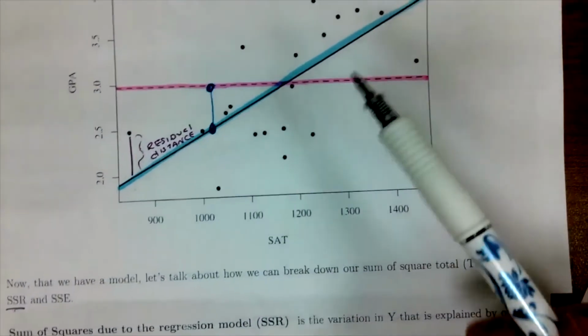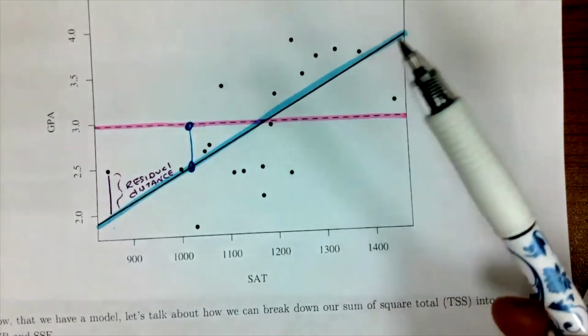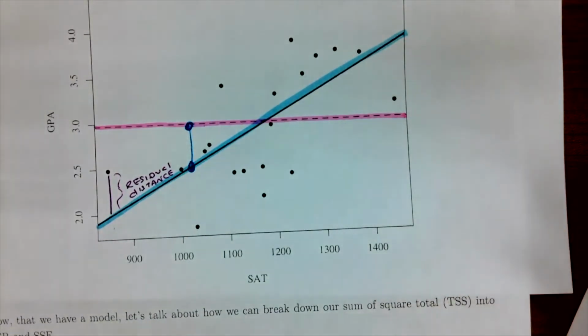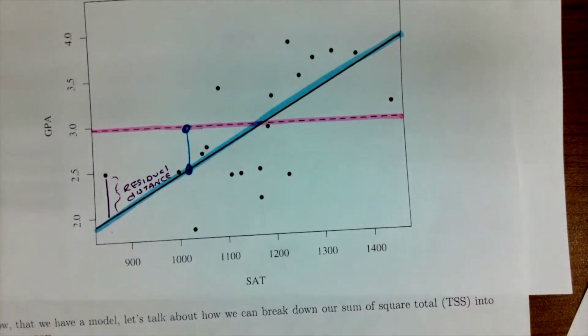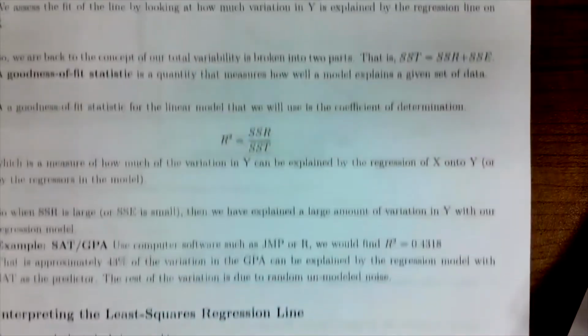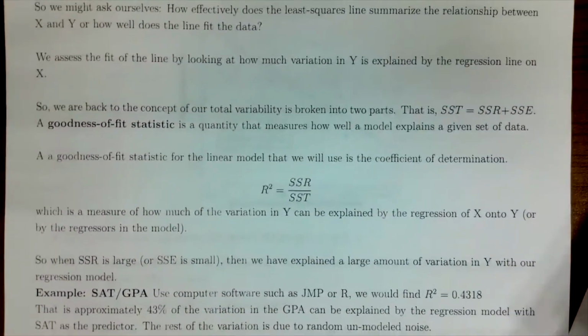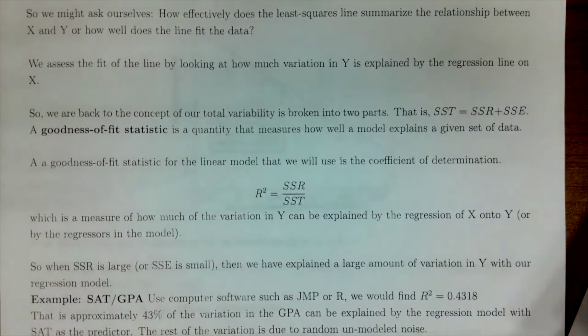Now, our thing was, for our data, we just created this line. Now we need to look into some way to assess how well this line fits our data or tells us about our data. And so that's what we're going to look at right now, a goodness of fit statistic. This quantity, a goodness of fit statistic in general, is going to measure how well a model explains the given data set.